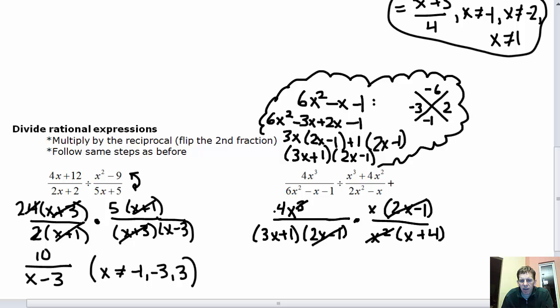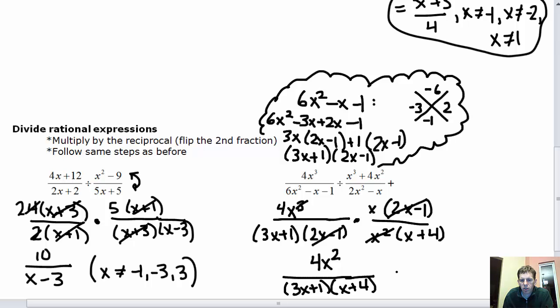Other than that, it looks like I've got a 4, an x, and an x, and I've got a 3x plus 1 and an x plus 4 here. So my answer is 4x times x, which is 4x squared, and my denominator is 3x plus 1 times x plus 4. Again, it doesn't say to state the restrictions.